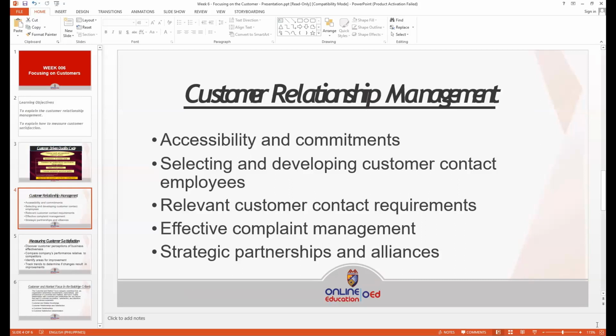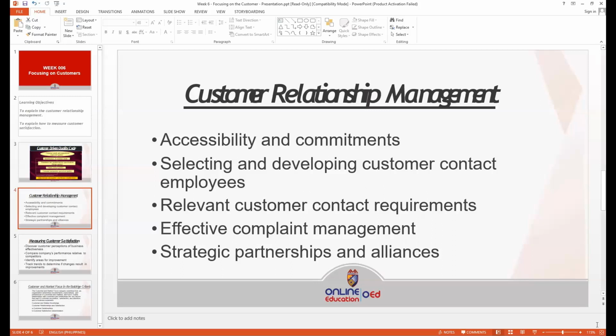Part of CRM is to select and develop customer contact employees, the employees who get in touch with the customers, hearing them out in order to improve the quality. Part of CRM is also having relevant customer contact requirements, which you should always keep on hand.